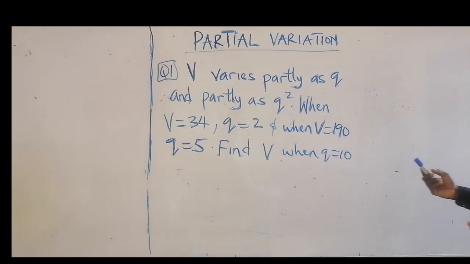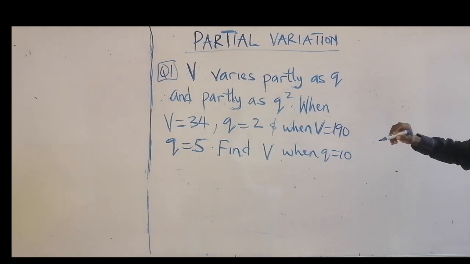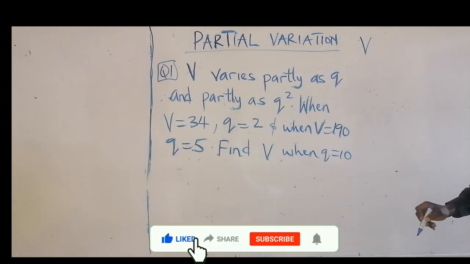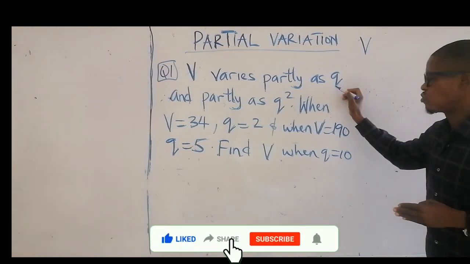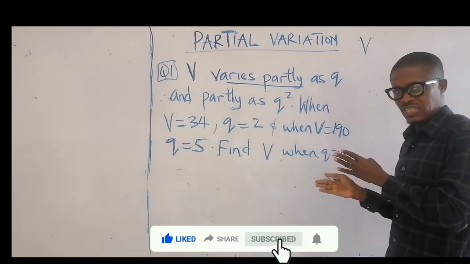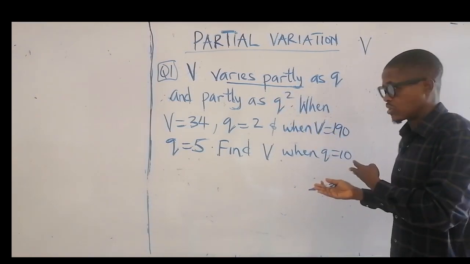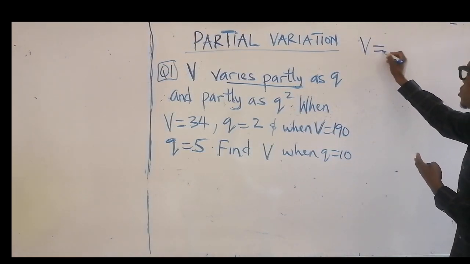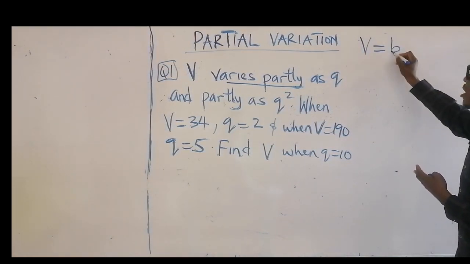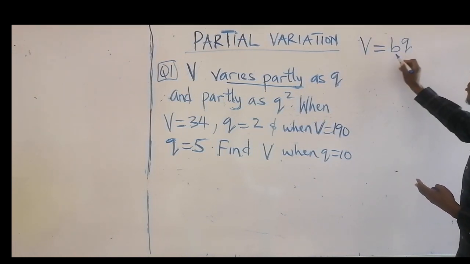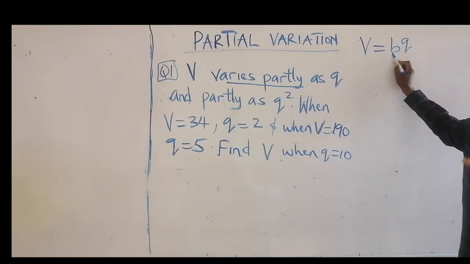If you look at this question, without wasting time you just go straight and write the mathematical expression. v varies partly as q, it could also be varies partly directly. So you're going to introduce a constant before the given variable. You can use any letter for your constants.